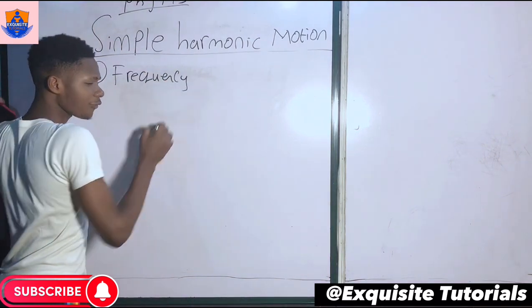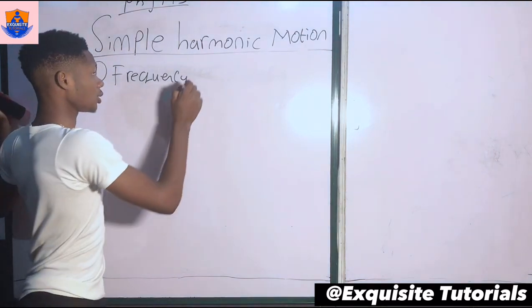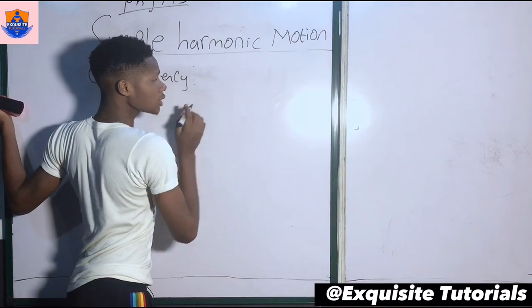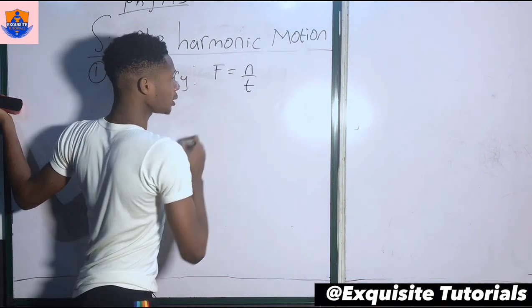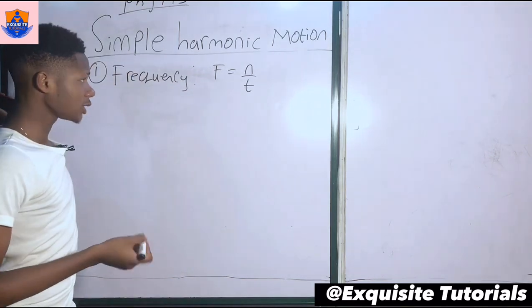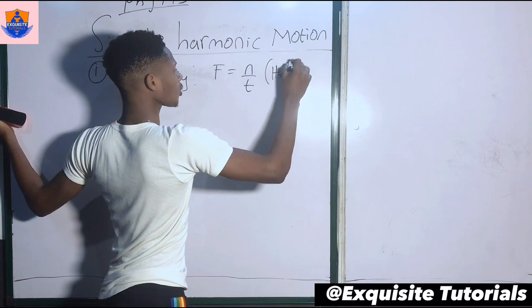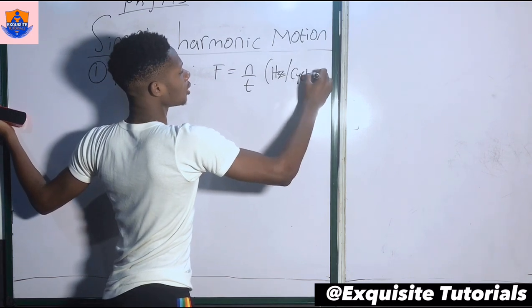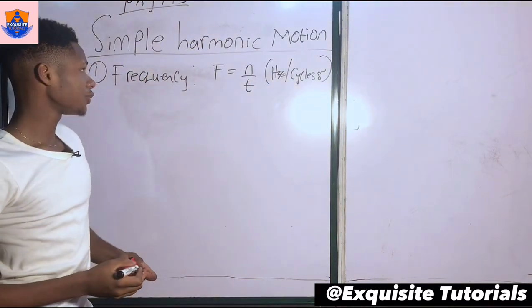Frequency. Now frequency is the number of oscillations performed in a given second. Okay, mathematically frequency is written as f equals n over t. Number of oscillations performed in a given second, measured in hertz or in cycles per second. Okay, these are basically the two units for measuring frequency.